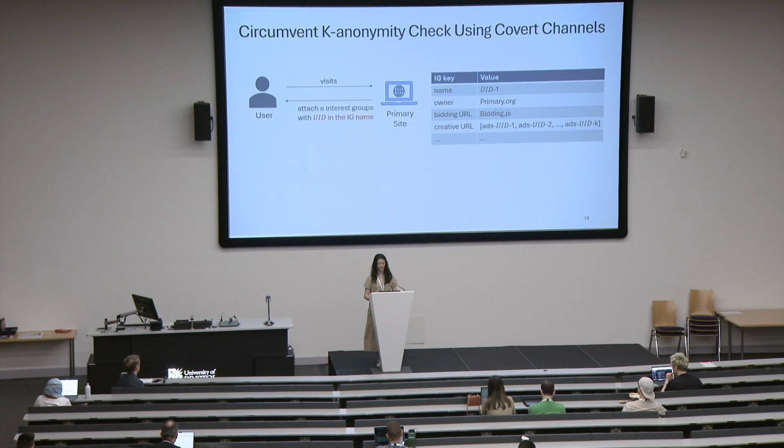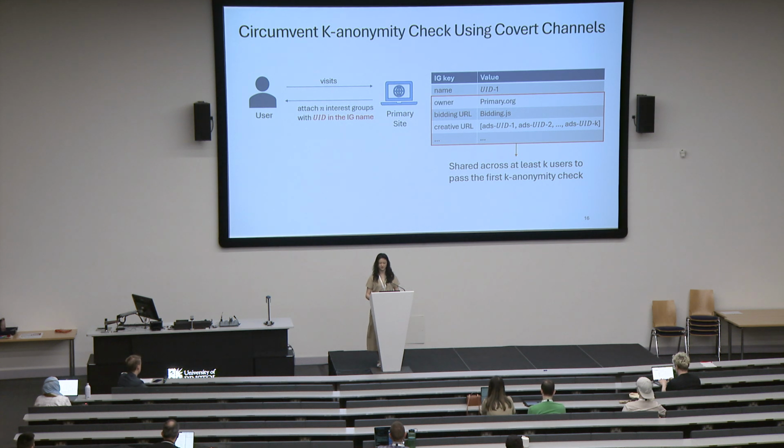Now I'll talk about how to circumvent the k-anonymity checks using covert channels so that the buyer's code can obtain the user ID during reporting time. For a user, while the adversary creates a unique interest group name, these other fields are shared across at least k users. So the first anonymity check will be passed once k users visit the primary site.